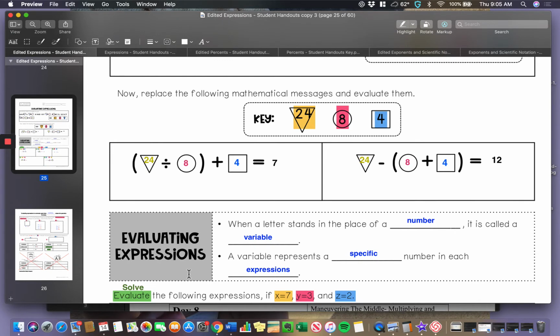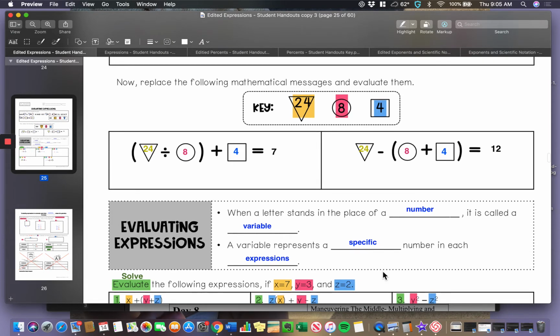Alright, so evaluating expressions is when a letter stands in place of a number. It's called a variable. A variable represents a specific number in each expression. Down here, we're going to evaluate, or just solve, the following expressions if x is equal to 7, y is equal to 3, and z is equal to 2.